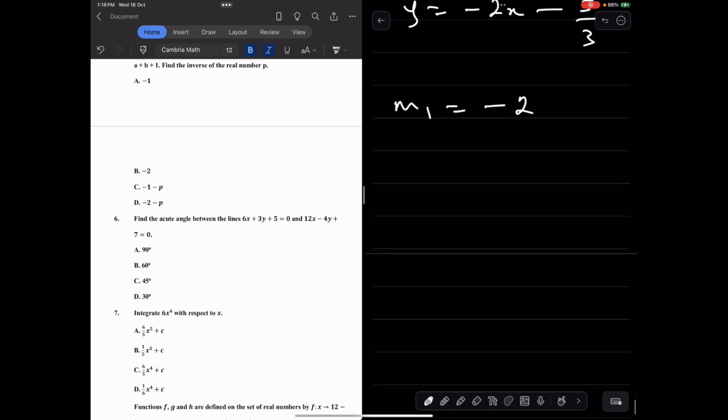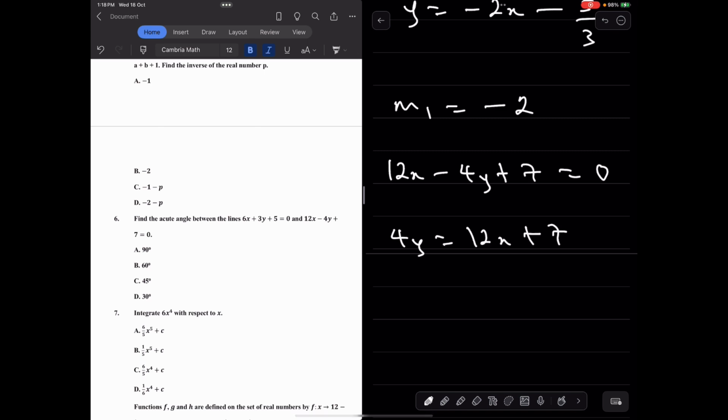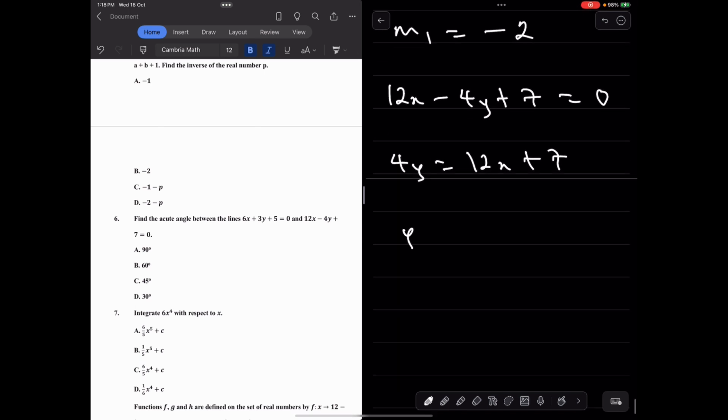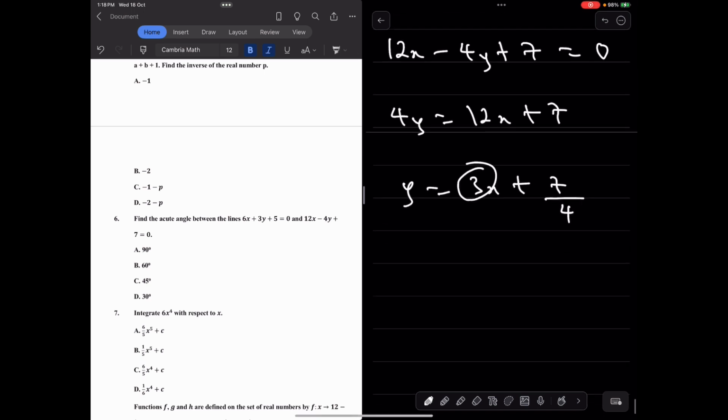m1 is minus 2. The second line is 12x minus 4y plus 7 equals 0. That simply means 4y equals 12x plus 7, and if we divide through by 4, y equals 3x plus 7 over 4. So the gradient of this line is 3. Let me call it m2. The gradient of the second line is 3.